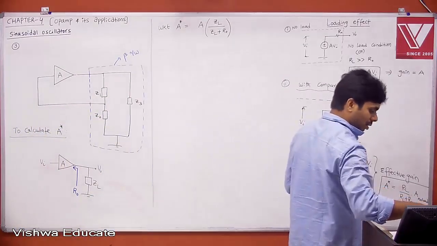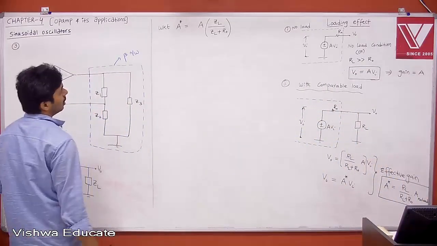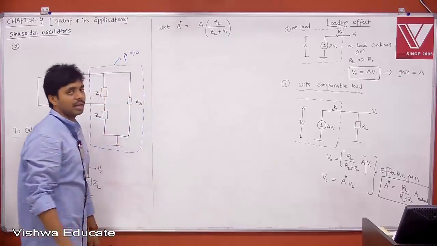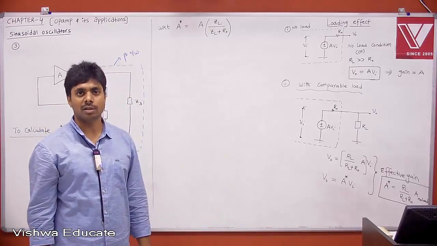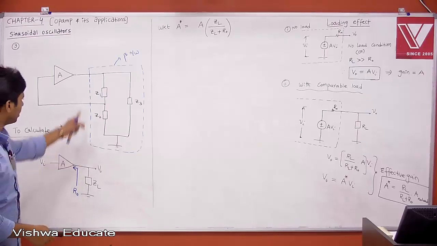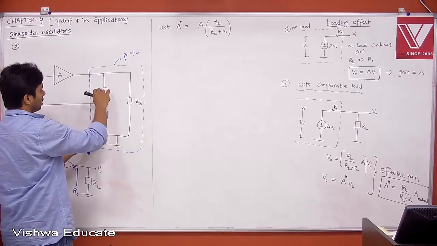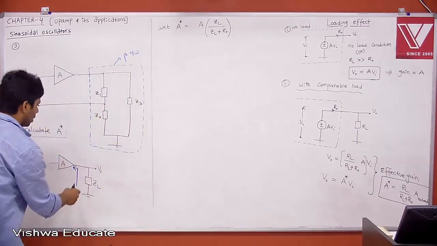Now tell me, if R0 is 0 or R0 is not comparable with respect to ZL, then if R0 is 0, it is simply A. Your effective gain is A. That is what we have taken in the case of the RC phase shift oscillator and Wien bridge oscillator. But here we are considering R0 because it is comparable with ZL. Now, if you do that, what is ZL first of all? ZL is nothing but the load. Z1, Z2 in series, that is in parallel to Z3.